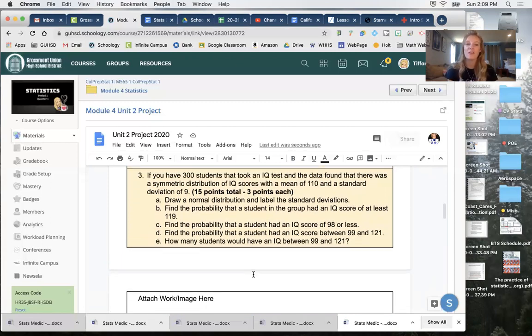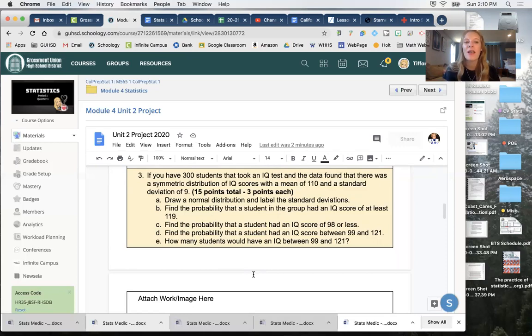In number three, it says if you have 300 students that took an IQ test, and the data found that there was a symmetric distribution with a mean of 110 and a standard deviation of 9, you are going to draw the normal distribution and label the standard deviations. What I mean by that is specifically show me those 1, 2, 3 standard deviations away. You'll take 110, add 1 standard deviation, add 1 standard deviation. I need to see all 7 values, the 3 standard deviations on each side and the mean, located on that normal distribution.